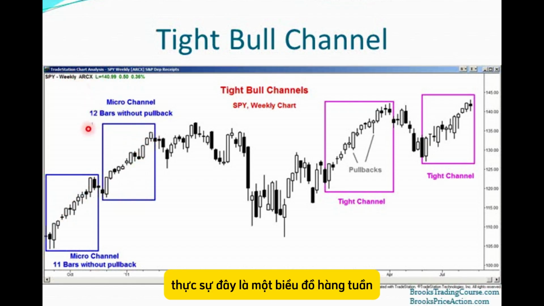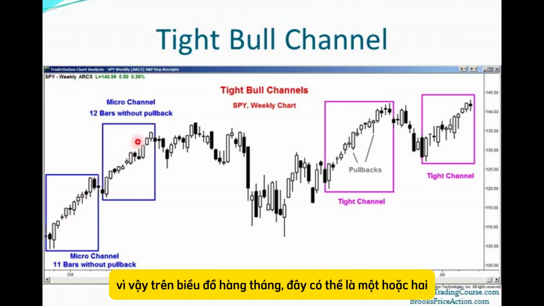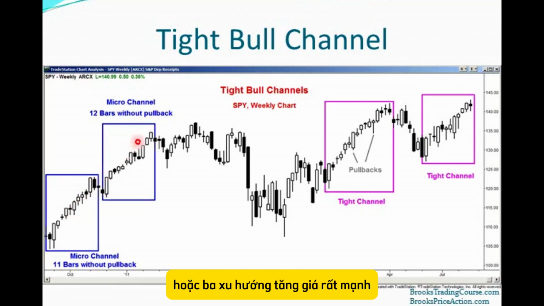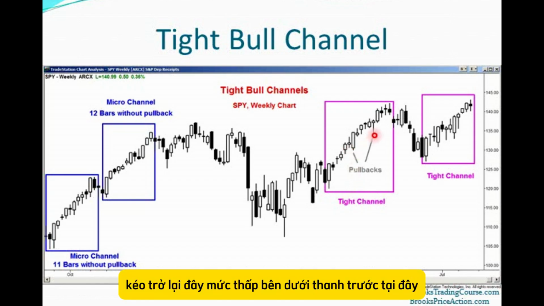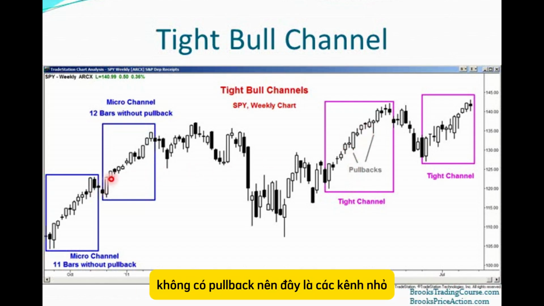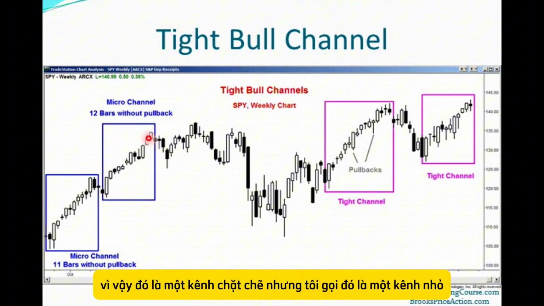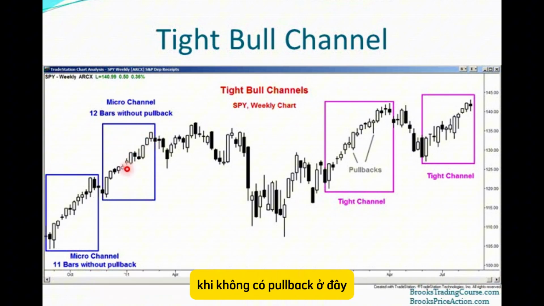Actually, this is a weekly chart. So on a monthly chart, this is probably 1 or 2 or 3 very strong bull trend bars breaking out. Here again, strong channels, tight channels, but a slight pullback here, the low below the prior bar. Here there are no pullbacks, so these are micro channels, 11 bars without a pullback, here 12 bars without a pullback. So it's a tight channel, but I call that a micro channel when there are no pullbacks. Here a tight channel, but there are pullbacks, so it's not quite as strong.